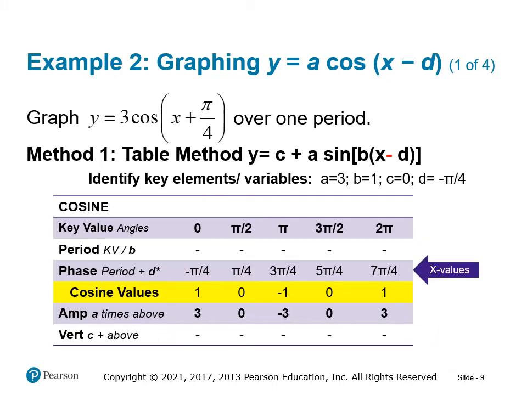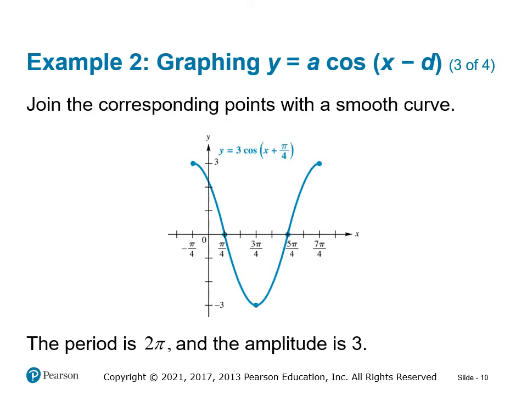So now our x values are the ones that we got at the bottom of the three rows, the phase shift, and our y values will be the amplitude values because we didn't have any vertical shift. We plot these. For example, the first point would be negative pi over 4, 3. And here you can see that point. And then, of course, we're just going to connect the dots with a smooth curve.